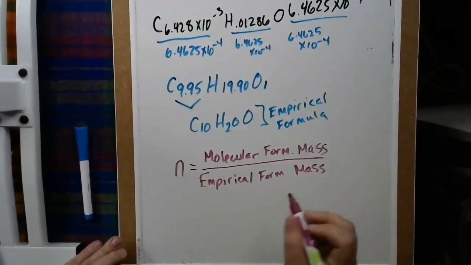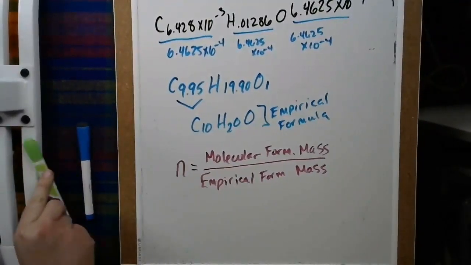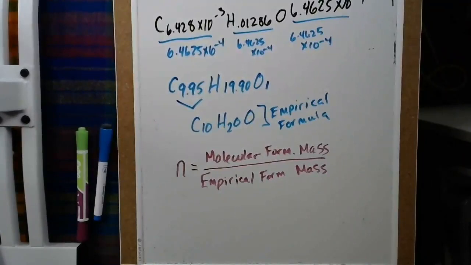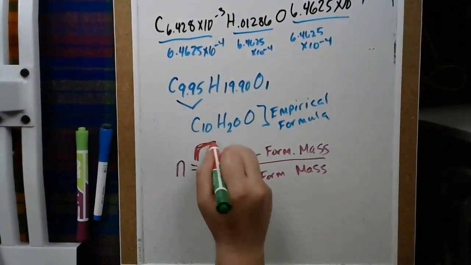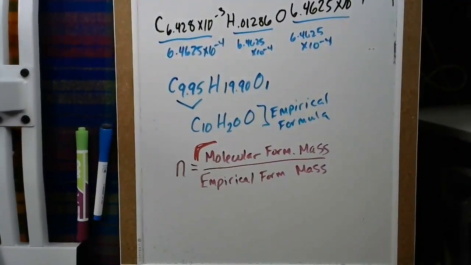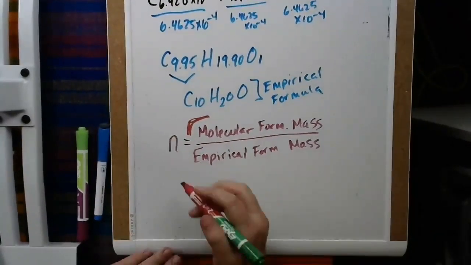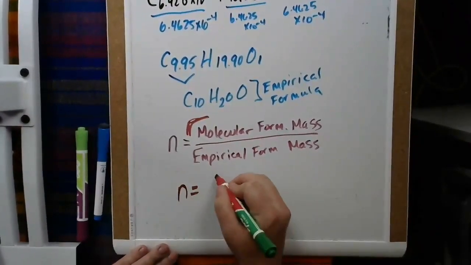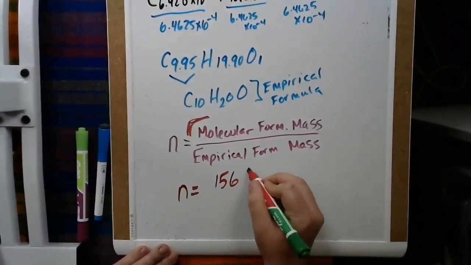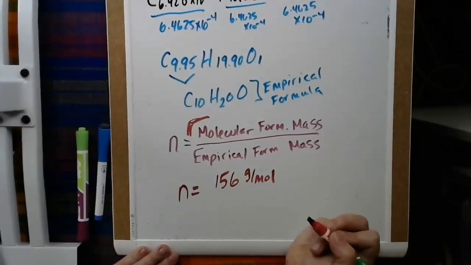Okay. Now, in questions like this, they'll always give that value to you, the molar mass or the molecular formula mass. And they did in this question also. It says, if menthol has a molar mass of 156 grams per mole, what's the molecular formula? So they already told you that our numerator here is going to be 156 grams per mole.